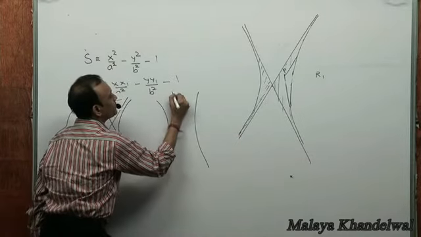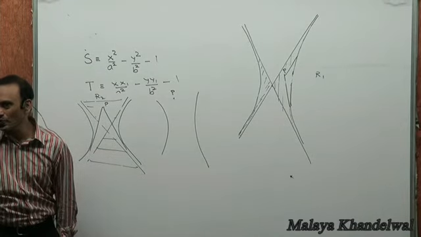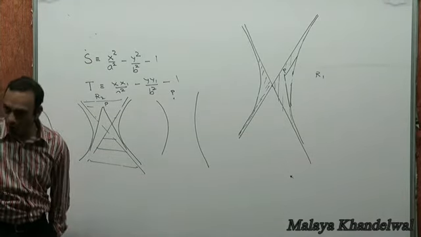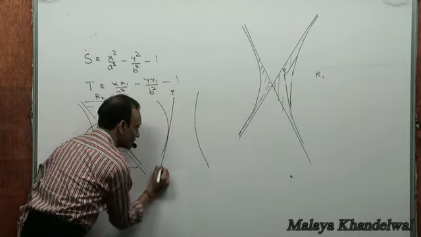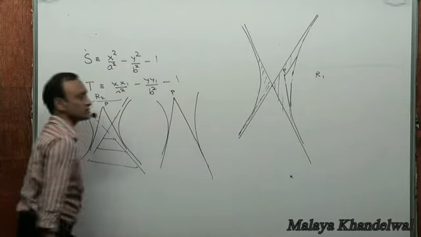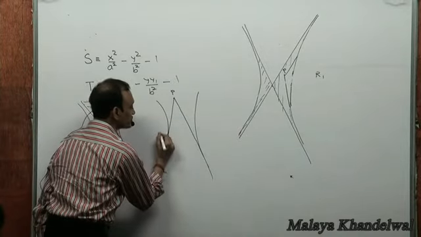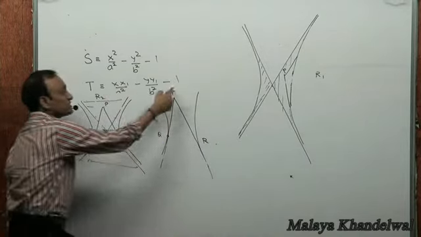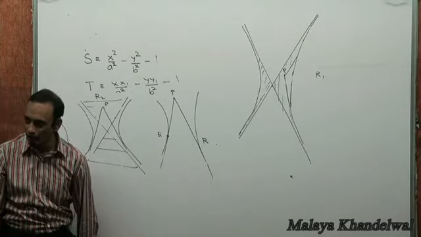If from a point P, tangents are drawn to opposite branches, that means like this. Then these are the points of tangency. This is a special point where the tangents drawn are to opposite branches of the hyperbola.